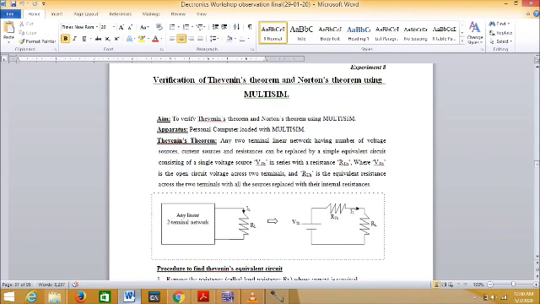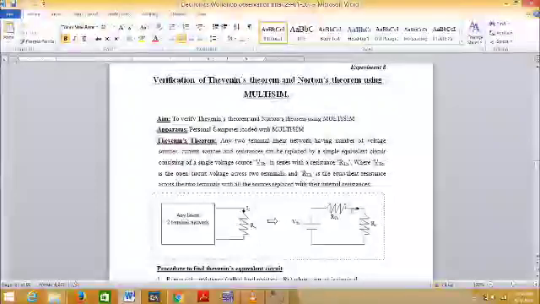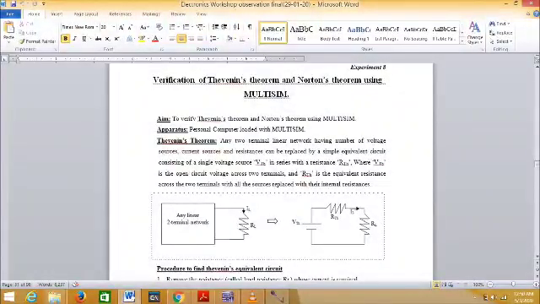Any two-terminal linear network having a number of voltage sources, current sources, and resistances can be replaced by a simple equivalent circuit consisting of a single voltage source VTH in series with a resistance RTH, where VTH is the open circuit voltage across the two terminals and RTH is the equivalent resistance across the two terminals with all the sources replaced with their internal resistances. Here I have explained it with a diagram.